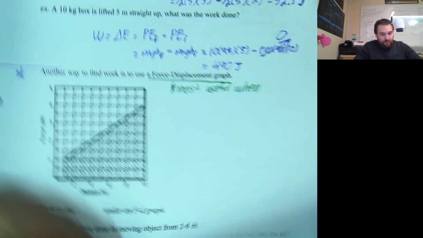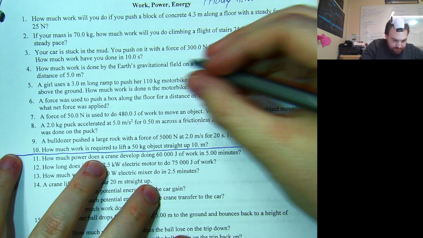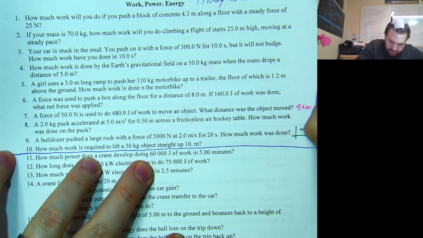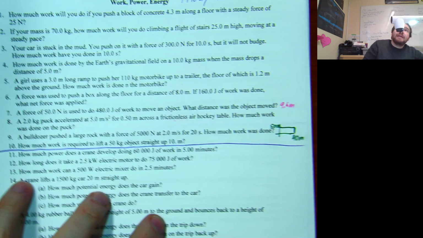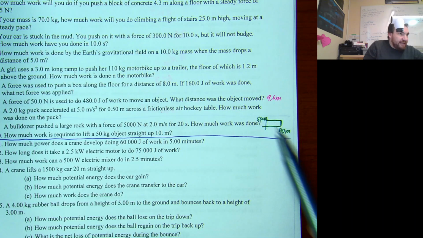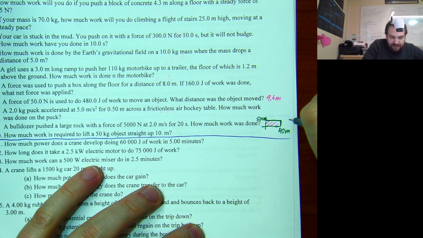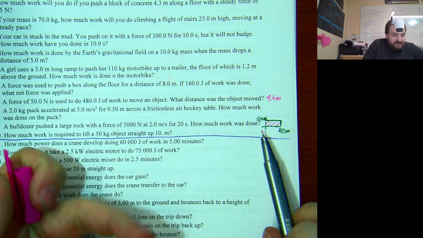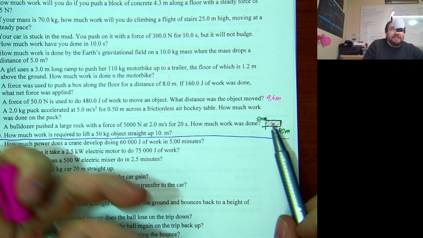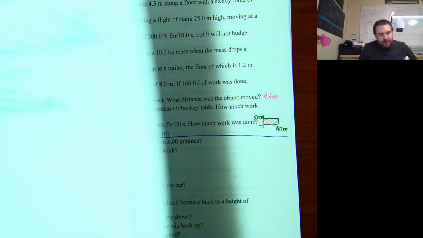Like, if I go over here, it would look like this. So there's my straight line at 5,000. Here it is at 40 meters. All we did was multiply these together, right? In the question, force times the distance. But if I graph it, well, what have I found? I've actually found the area here, because a rectangle is a length times width. So force times distance is the area underneath this graph.